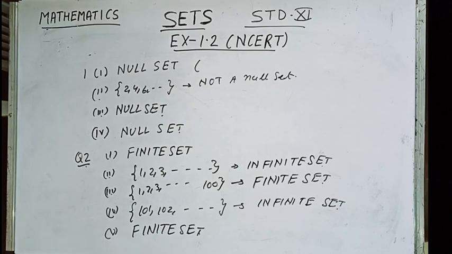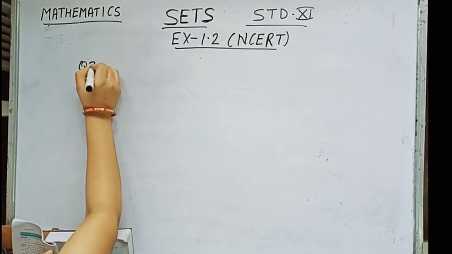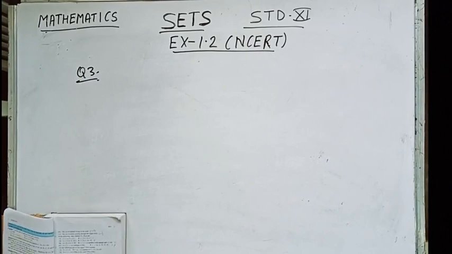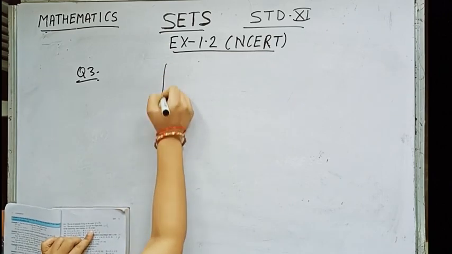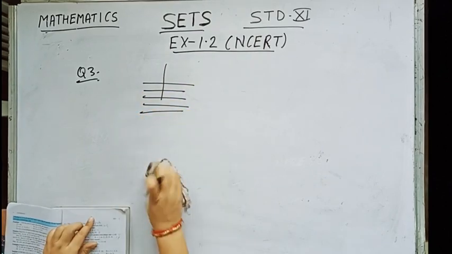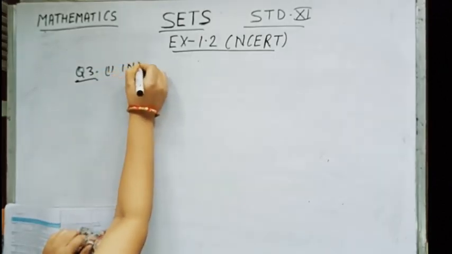Now let us go to question number 3. Question number 3 says that state which of the following set is finite or infinite. I think similar to question number 2. So question number 3, subpart number 1 is the set of the lines which are parallel to x-axis. Obviously the set of the lines which are parallel to x-axis, we can draw infinite lines. So this is an infinite set. 3, subpart number 1 is infinite.